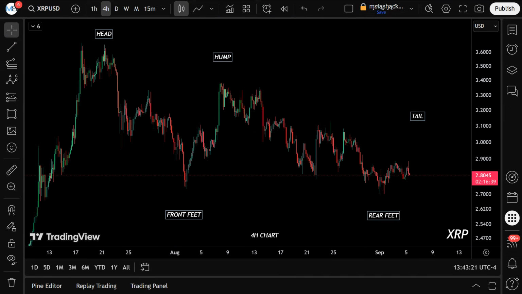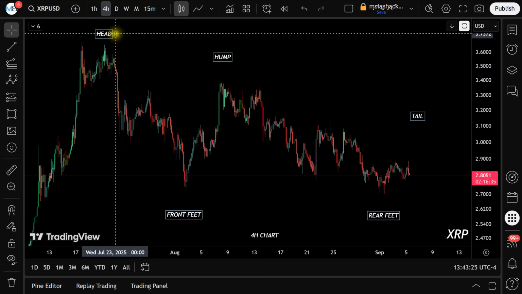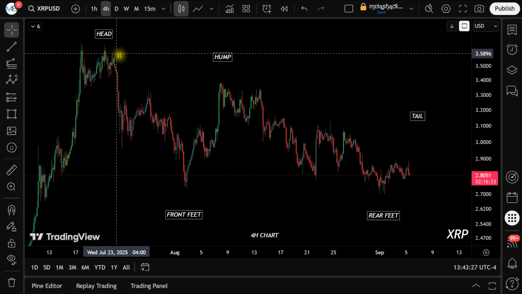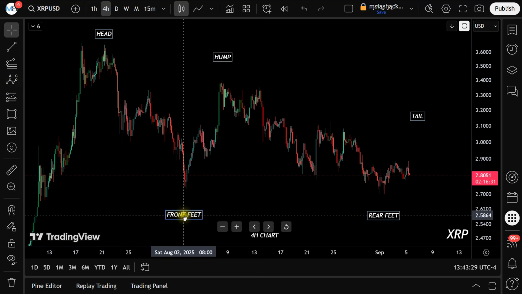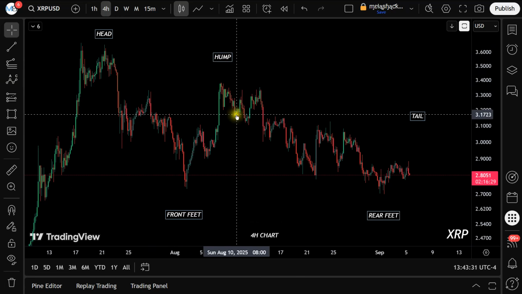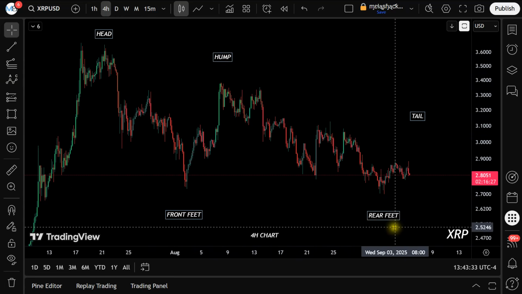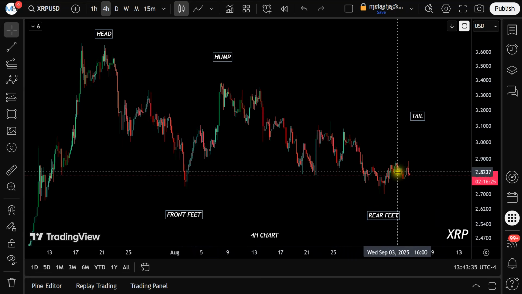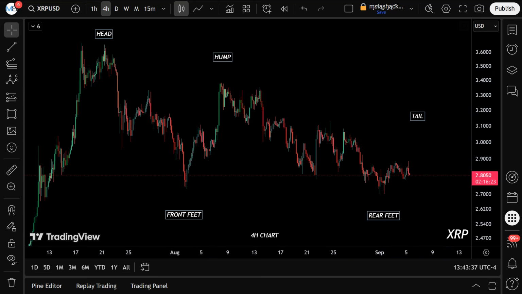So this is the current XRP 4-hour chart, and as you can clearly see, we have a head up here, coming down here for the front feet. We have the hump right here, coming down to the rear feet, and the tail. This is what's known as a dragon pattern. But there is also an underlying pattern here in regard to Elliott Wave that makes this even more powerful and adds a second layer of confluence to the pattern that we are seeing.